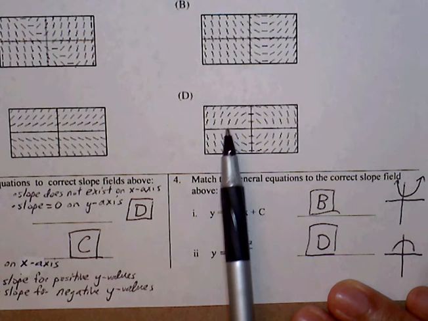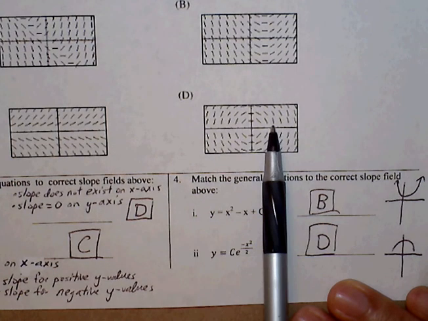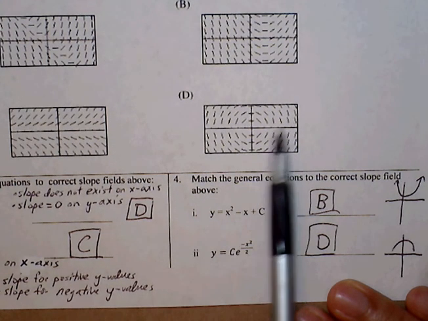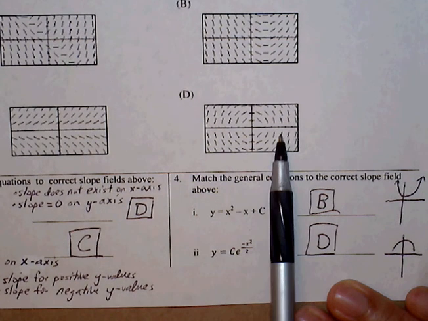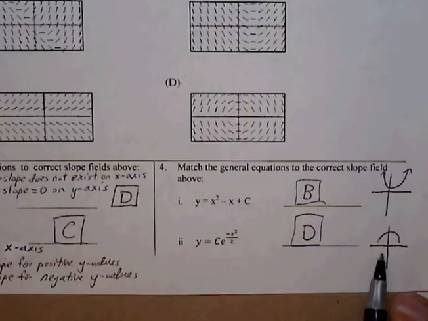characteristic is going to be this slope field here. We see the general shape matching with the general equation when we plug in our calculator.